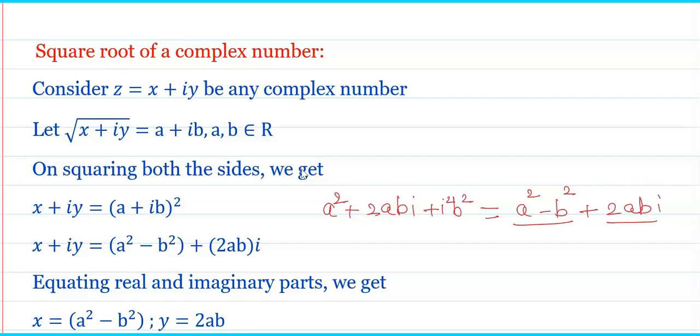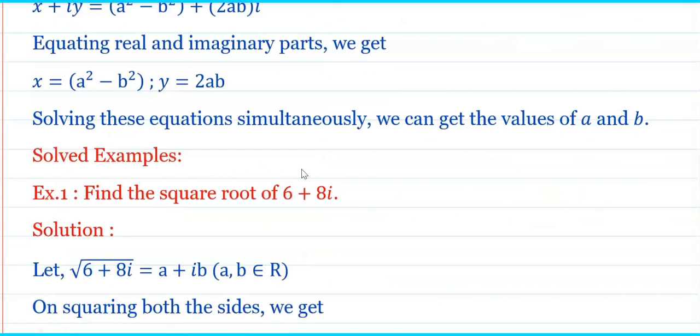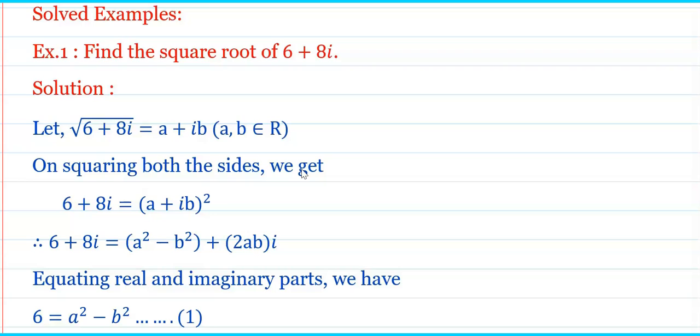That is, you will get the root of this complex number x plus iy, which equals a plus ib. Now the examples. Find the square root of 6 plus 8i.